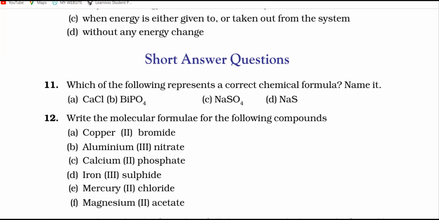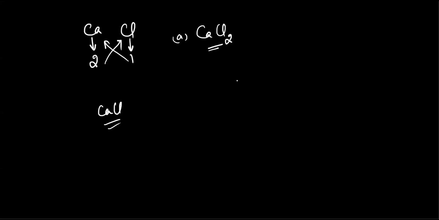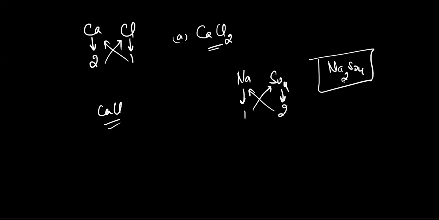So what should be the formula of sodium sulfate? Sodium is going to have one valency and sulfate ion is going to have two valency. So when you cross multiply, it will give you Na2SO4. Understood? But what was written in the book? It is NaSO4. So that is also incorrect.